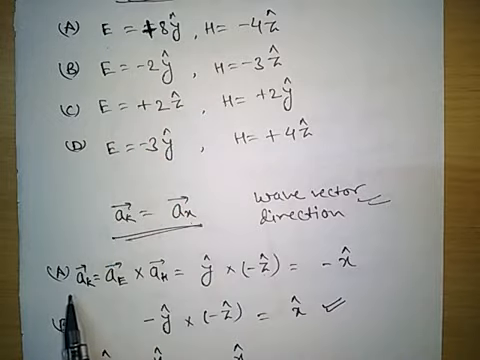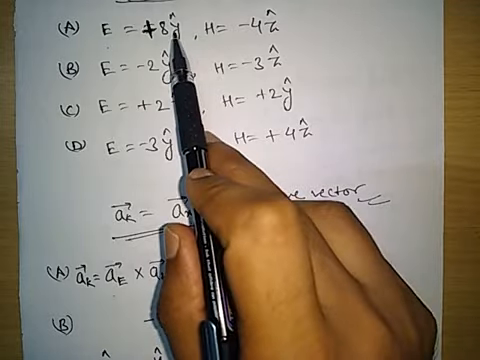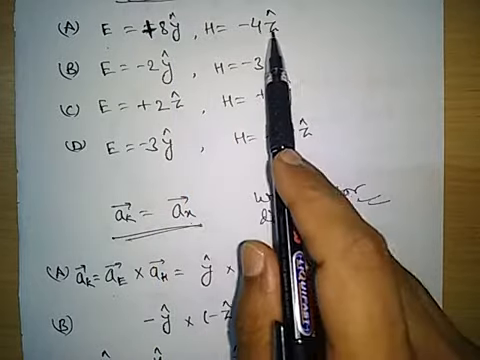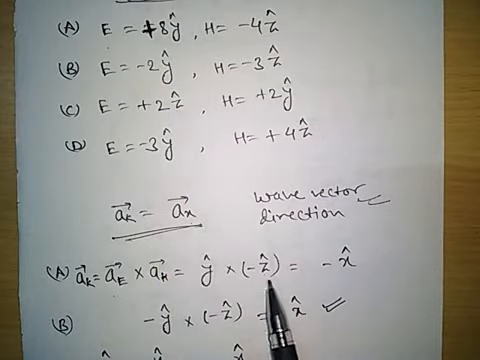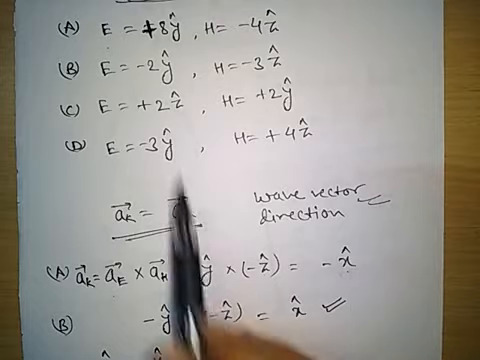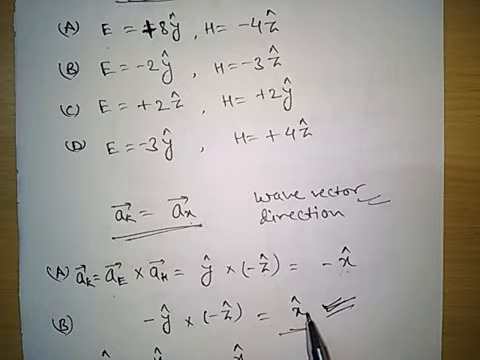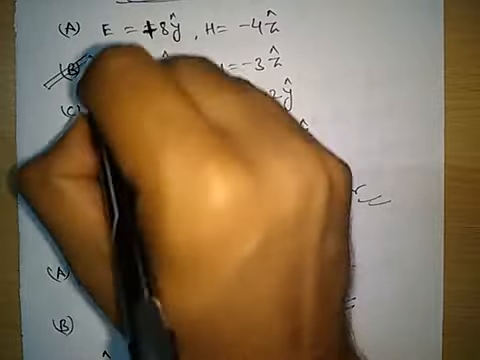First, for option A, vector aK equals vector aE cross vector aH. So vector aE is y cap and vector aH is minus z cap. So y cap cross z cap will result in x cap, so negative of this. Again we solve this one: negative y cap into negative z cap will result in x cap, and similarly we will check all the other options. So here we can check that this option gives the answer x cap. This is the only option that matches, and so this will be the correct option.